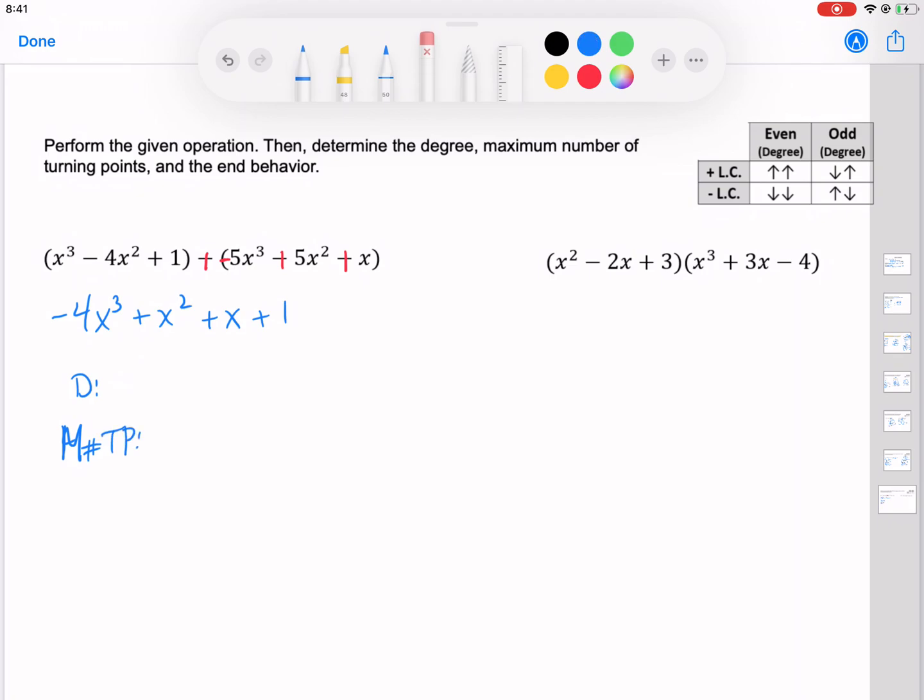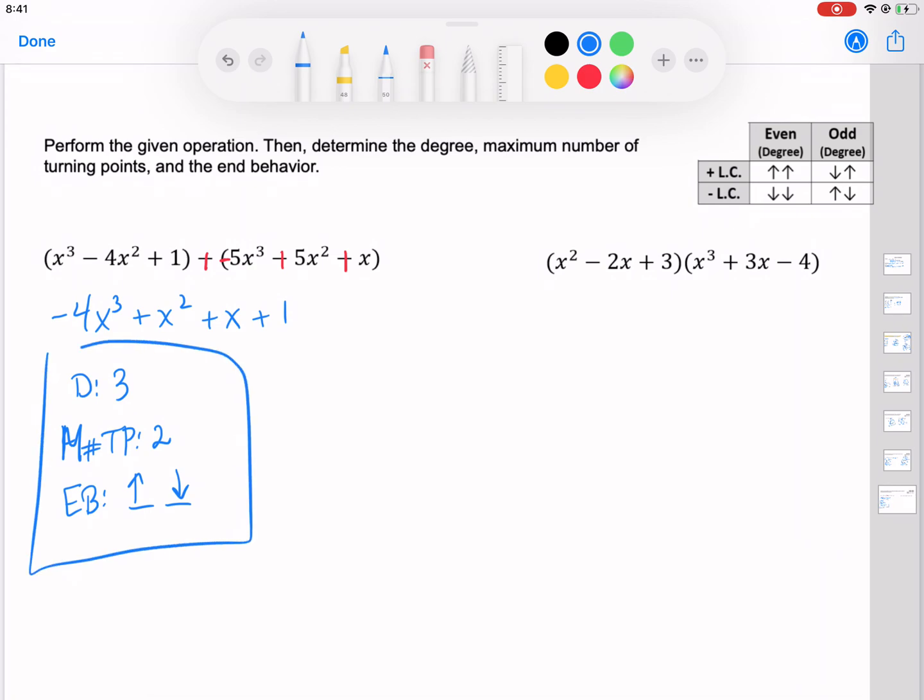Wow, degree is not negative 4. That was leading coefficient. Degree is 3. Good job. Maximum number of turning points is 2. I was just so excited to talk about end behavior, where that negative 4 is important. That tells us we go down on the right side, and then since the degree is odd, we're going to go up on the left.